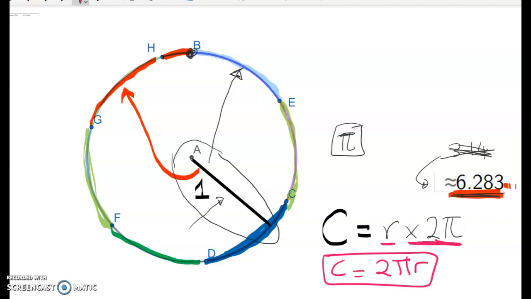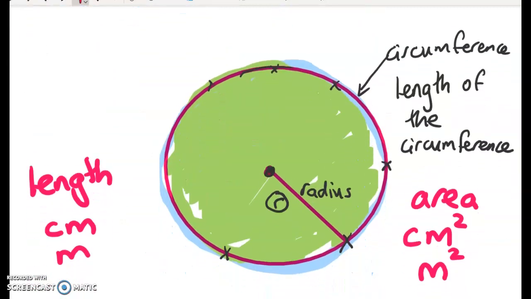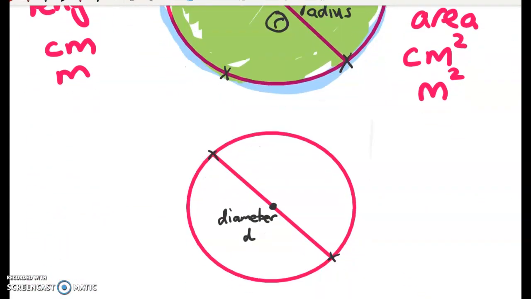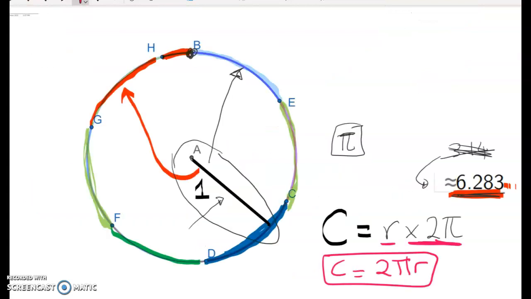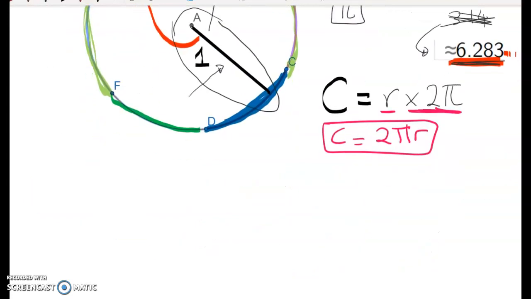But if you go back to the first slide, you'll remember that we had the radius, but we also had the diameter, right? And the diameter is equal to a radius here and another radius here. So the diameter is the same as 2 times the radius. That means that another formula for finding the circumference is pi times the diameter.